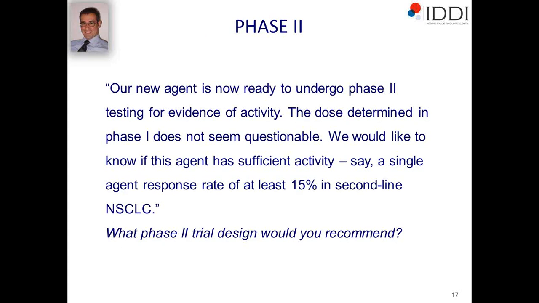So now let's consider that we run our phase 1 trials using the CRM, and now our agent is ready for phase 2. And let's consider that the dose determined in phase 1 is not questionable. It's a correct dose. So now we'd like to know if this agent is sufficiently active to move into phase 3. And we think a single agent response rate of 15% in second-line non-small cell lung cancer would be of interest. So going back to you, Mark, what phase 2 trial design would you recommend at this point?